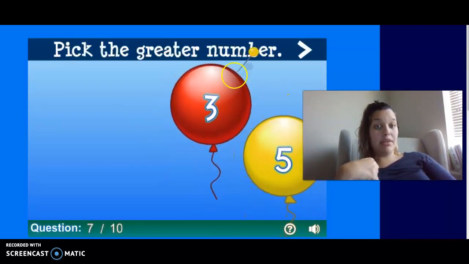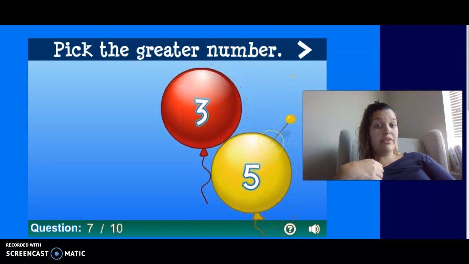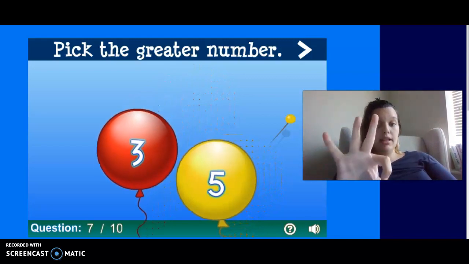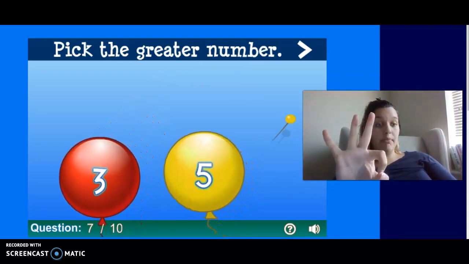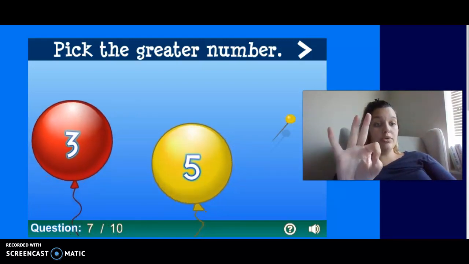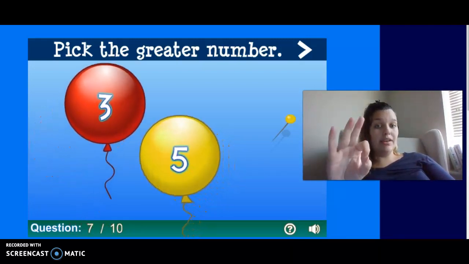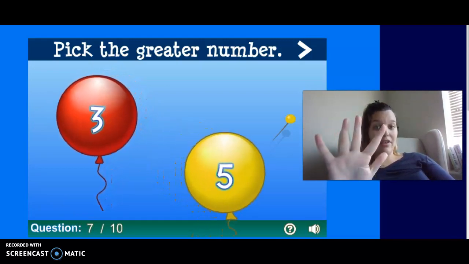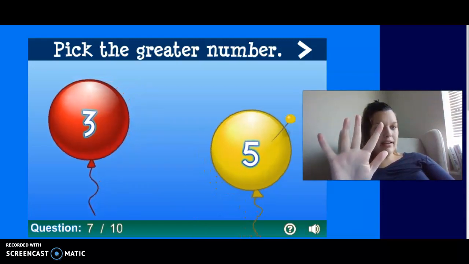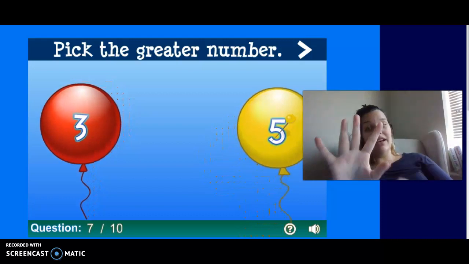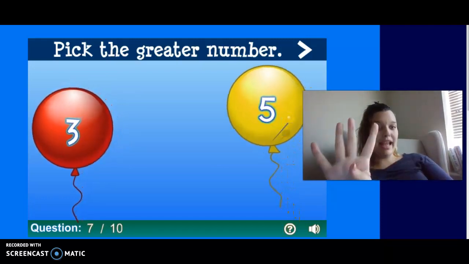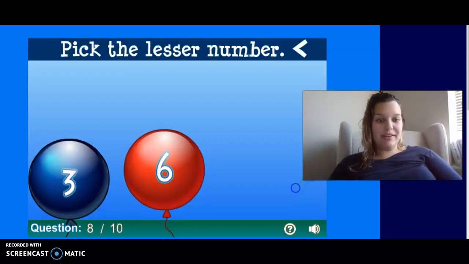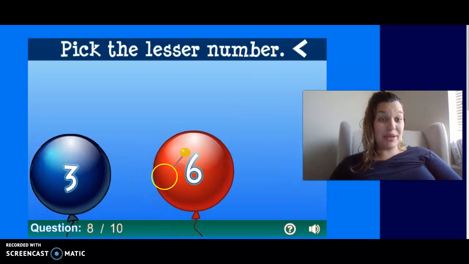Okay, now we have the number 3 and 5. We have to pick the greater number this time. So let's start at 3. To get to 5, do I count up and add more, or do I come down? I count up, so 3, 4, 5. So what's numbers bigger? 5, and I can tell that because I only had 3 fingers up, and then I added 4 and 5. Great job.